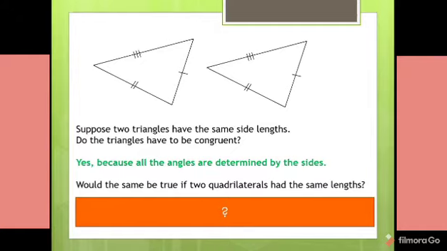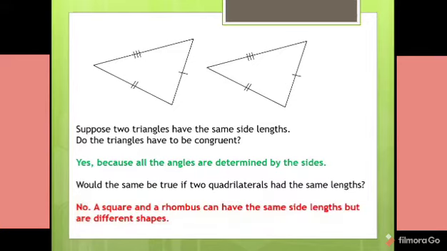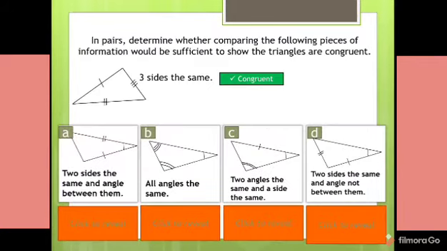Next question. Would the same be true if two quadrilaterals had the same side lengths? And the answer is no. A square and a rhombus can have the same side lengths but are different shapes. Do you agree? Yes, of course. In pairs, determine whether comparing the following pieces of information would be sufficient to show that triangles are congruent.